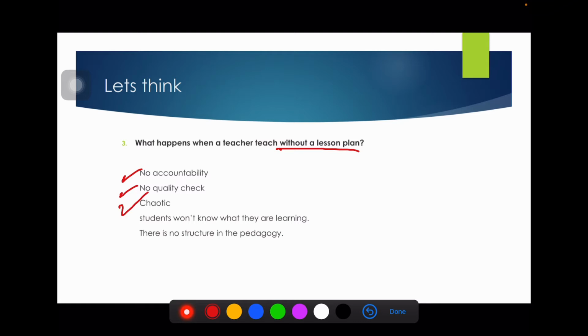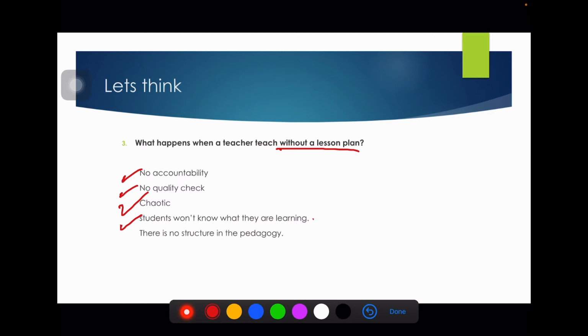And then it will be chaotic. Chaotic here means that the teacher will teach whatever that he or she wants, not following the syllabus. And at the end of the year, the children learn nothing. Okay, and then students won't know what they are learning.